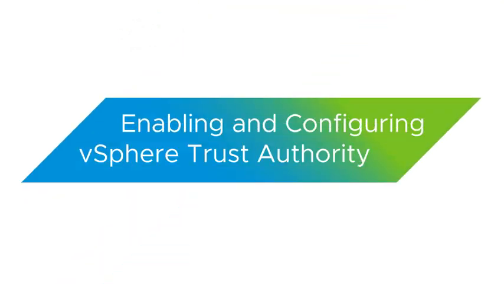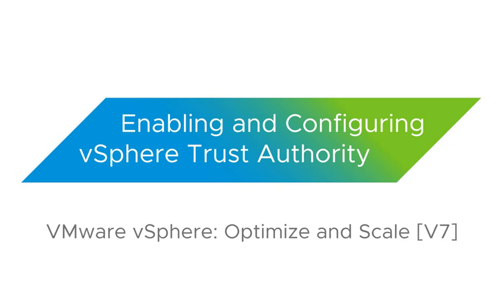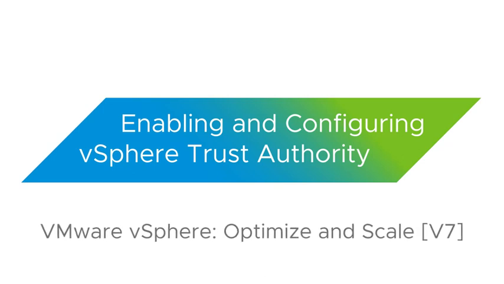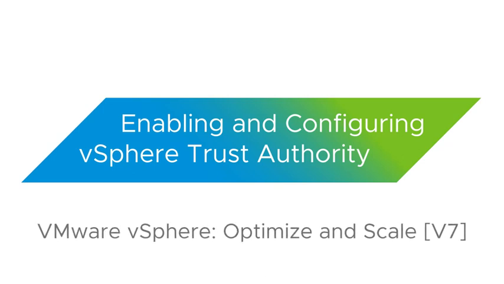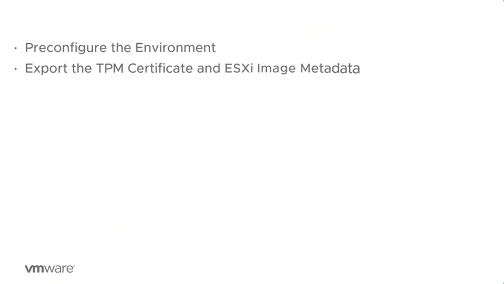Hello and welcome to this lab demonstration on enabling and configuring vSphere Trust Authority. At the beginning of this lab, we already need to be familiar with the concept of the vSphere Trust Authority. In this lab, we will export the TPM certificate, the ESXi image metadata, and the trusted user principal.